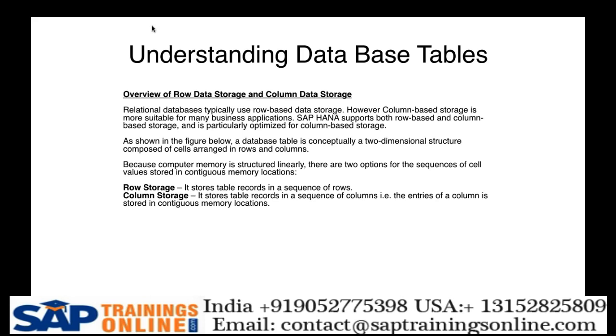So here, row based stores the records in sequence of rows. Column based stores the information in the sequence of columns, and the entries of the column are stored continuously in main memory location. That means in RAM.